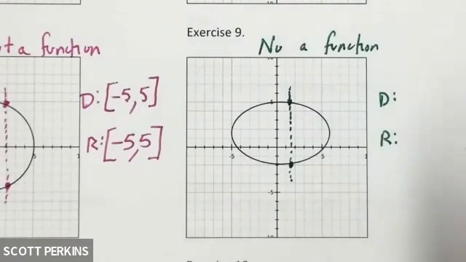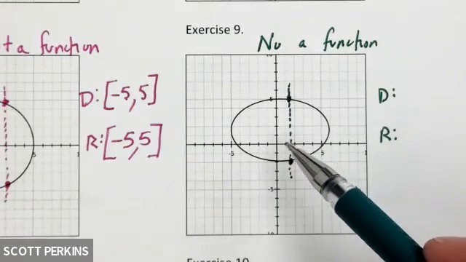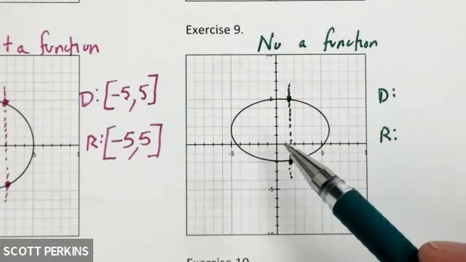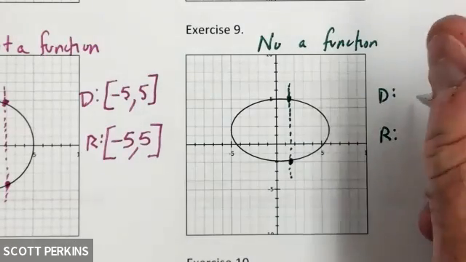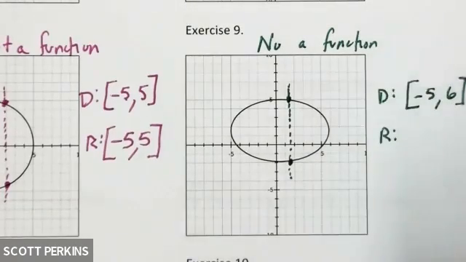The domain of this, again, strike for the obvious. There's no tricks or gimmicks here. What's the furthest to the left that this graph goes? -5. What's the furthest to the right this one goes? Goes to 6. So -5 to 6. I'm going to use brackets because it goes through those points.